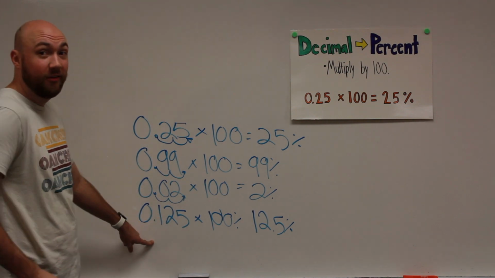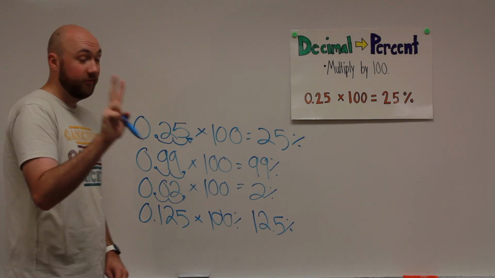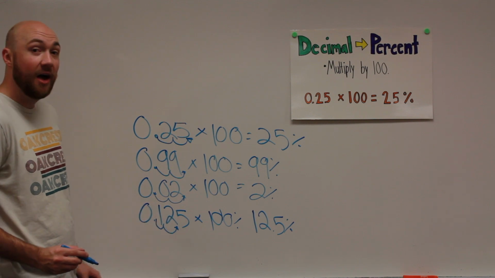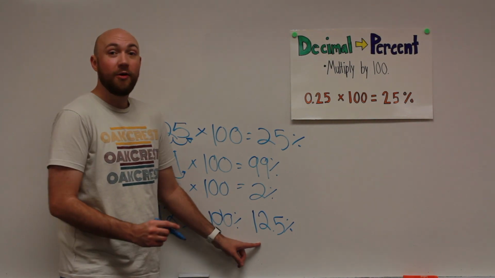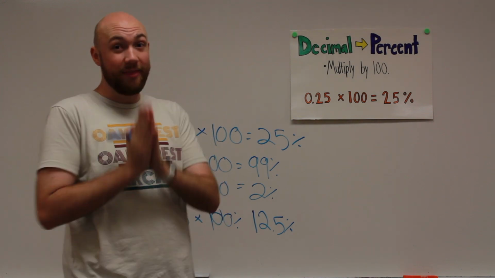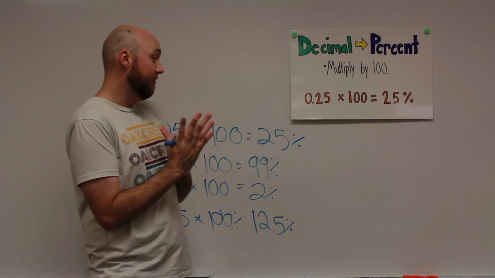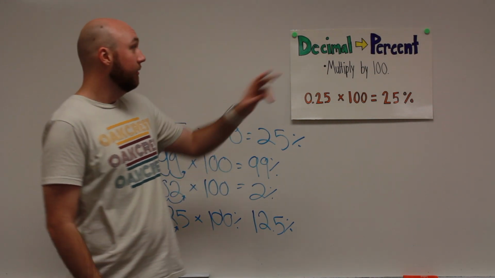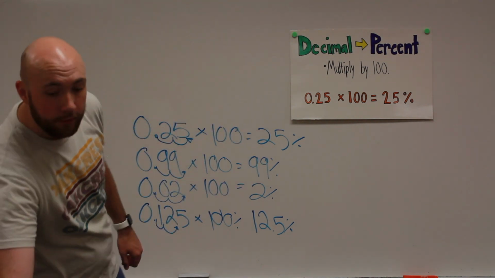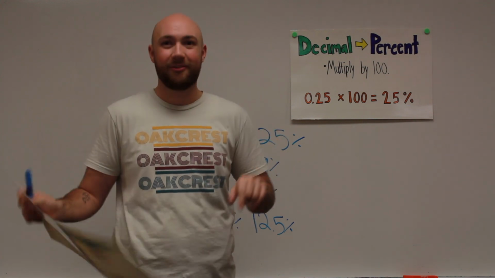So when we get down to this one where it's 0.125, you're only moving it 2 spots to the right. 1, 2. So now the decimal is between the 2 and the 5, which gives us 12.5%. Okay, I cannot stress it enough that you are allowed to have decimals in your percent. So do not forget that, do not make that mistake. So decimal to percent, move the decimal twice to the right.